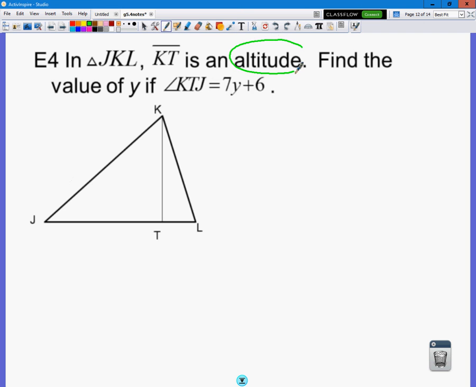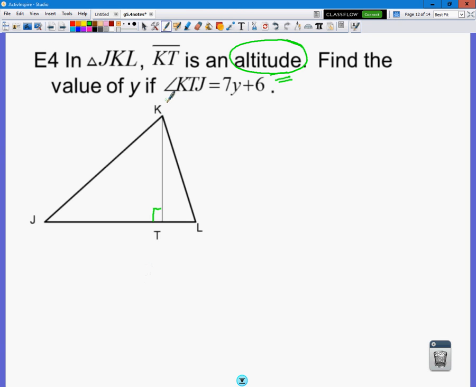Again, the importance of knowing the definition is, if it is an altitude, it tells me something about how it intersects the side of a triangle. If it's an altitude, what type of angle does it make? It makes a right angle. They don't always mark it in the picture, but the minute you see that word, you should take the time to mark it.